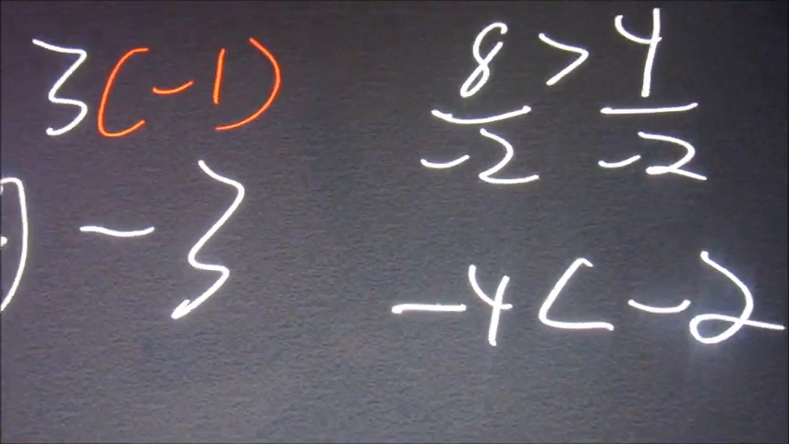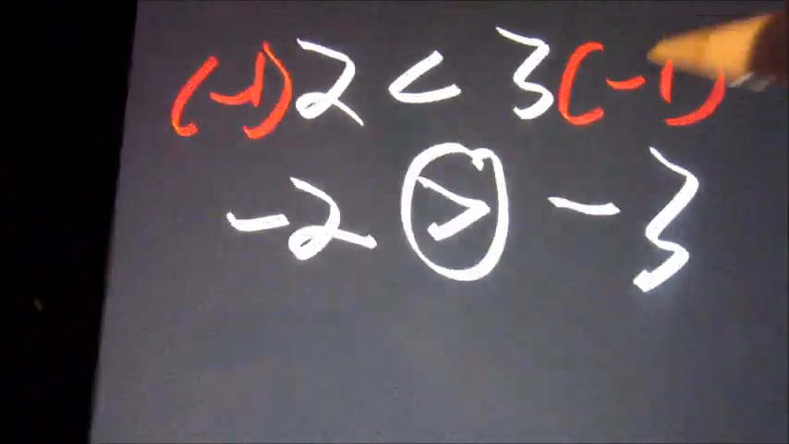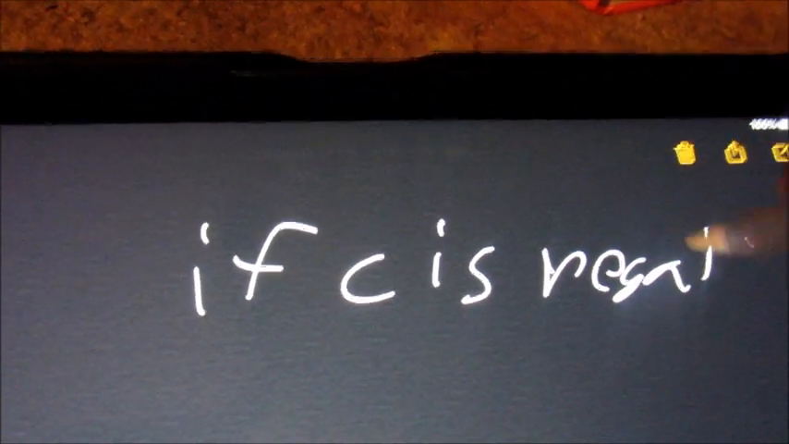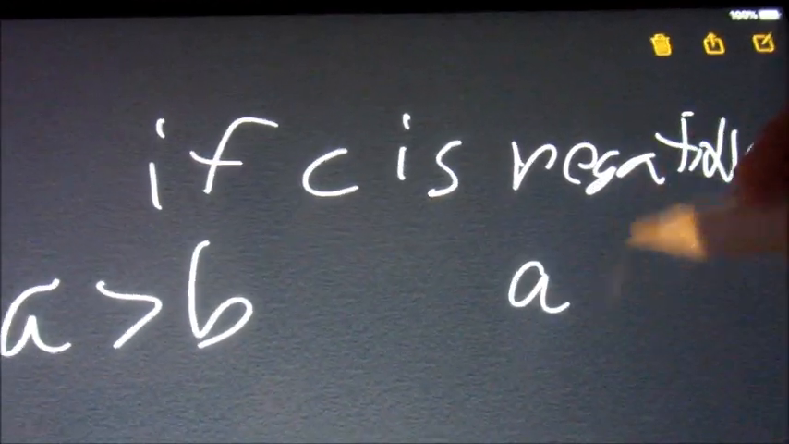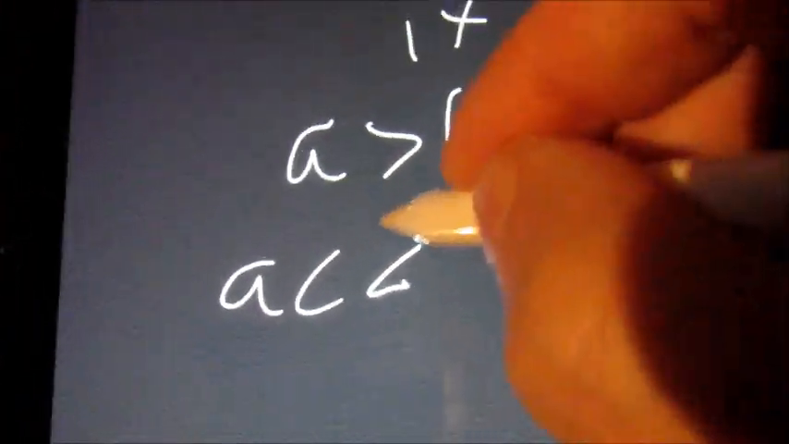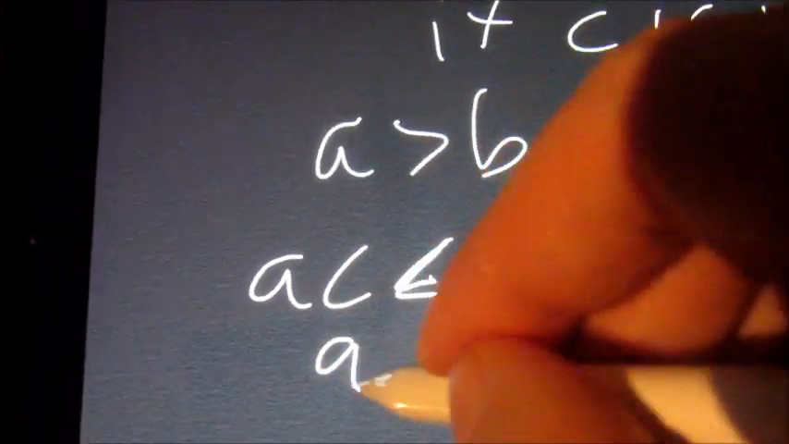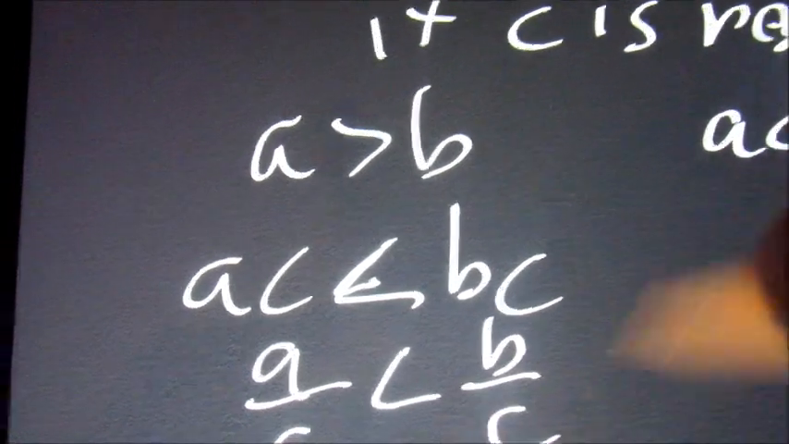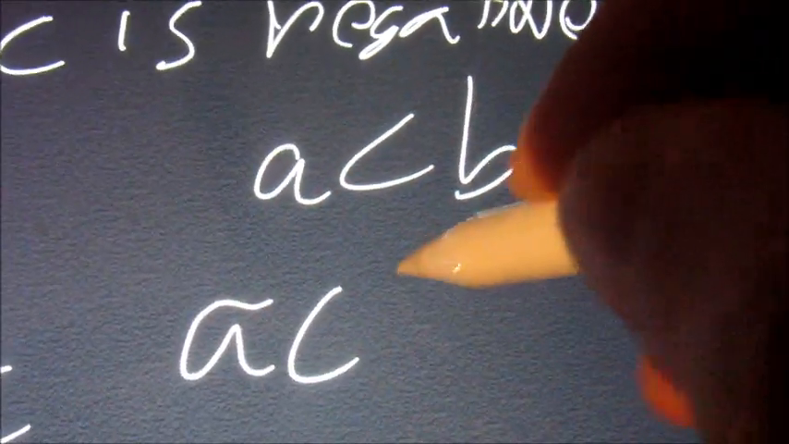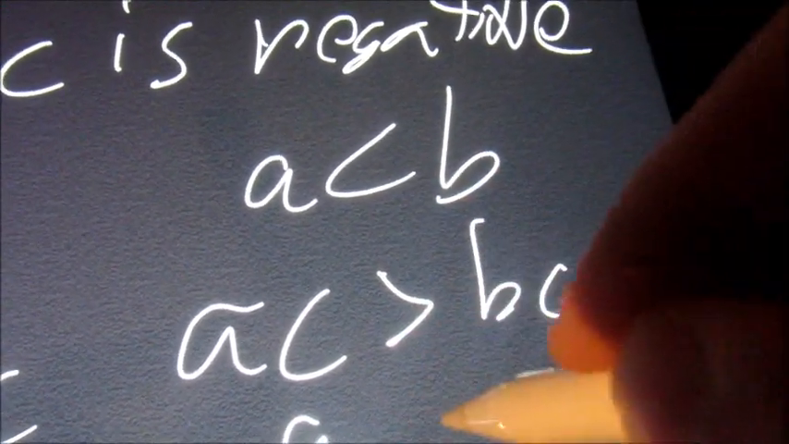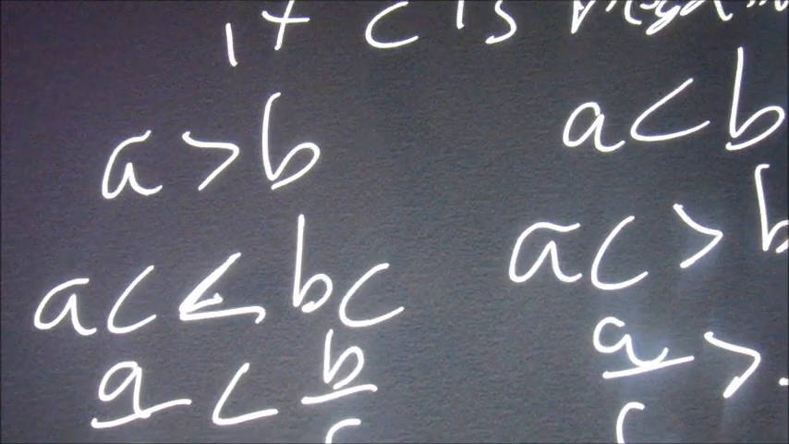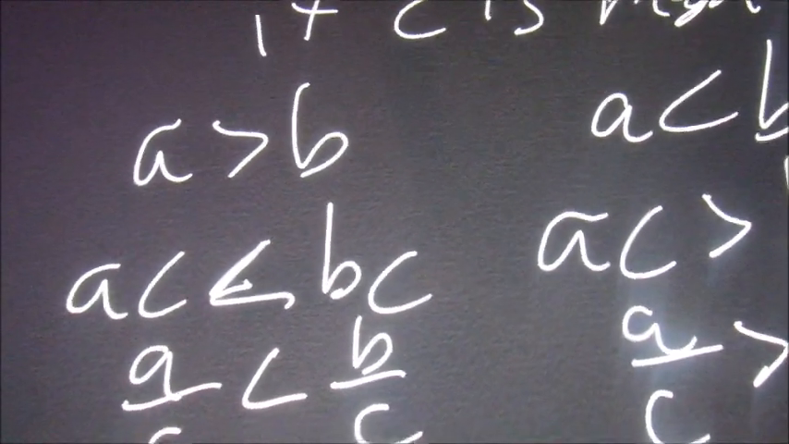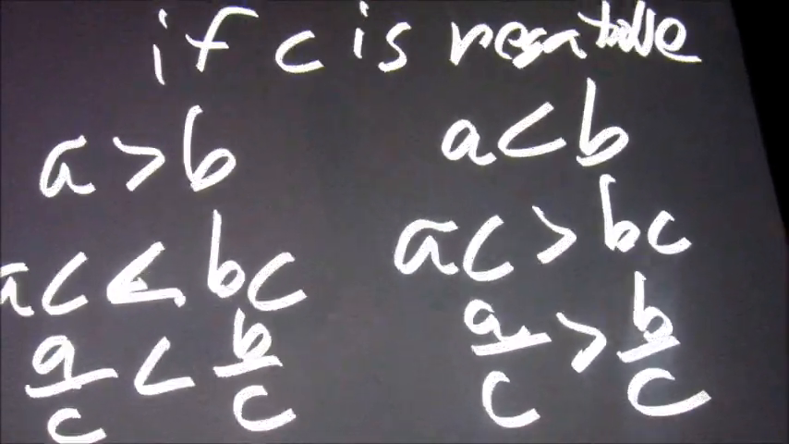So our identities here, our properties, is if C is negative, and we start with A is greater than B or A is less than B, then AC becomes less than BC, A divided by C becomes less than B divided by C. And on this one, AC now becomes greater than BC, and A divided by C becomes greater than B divided by C. If you ever struggle with one of these, just do some simple ones like I did with the 4 divided by 2 and 4 times 2 and so forth, and go from there.